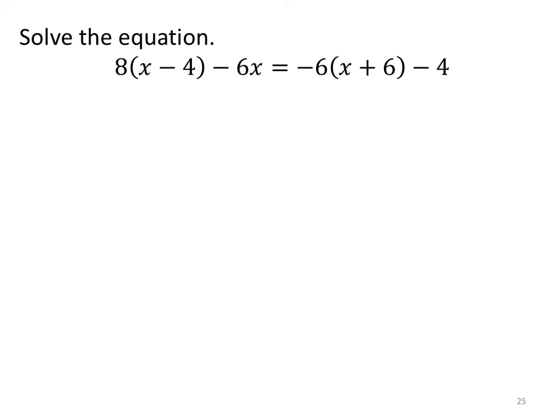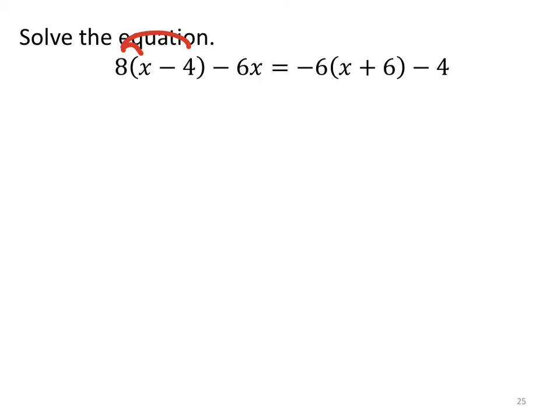Finally, some distribution. So on this one, we'll start with some distribution, like we should, and we should always be looking for distribution first, even though it may not be necessary because there's not parentheses in all these problems. So I'm distributing first the 8, because I'm starting on the left. Again, that's just me. You can start on the right if you'd like.